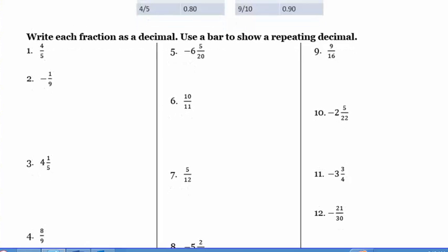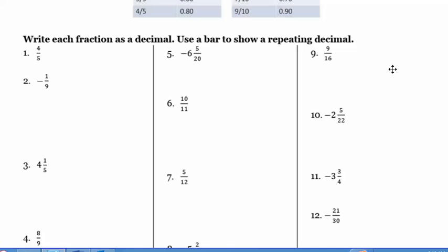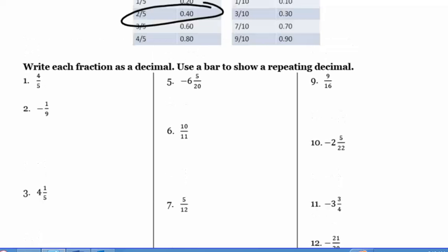Alright, so let's take a look at some where we may not know it automatically. Write each fraction as a decimal, use a bar to show a repeating decimal. Take a look at this first one, 4/5. Now this is one I expect you to know automatically. Let's say you didn't know what that was. There are a few different methods to convert a fraction to a decimal, but the way we're going to take a look at is setting it up as a division problem.